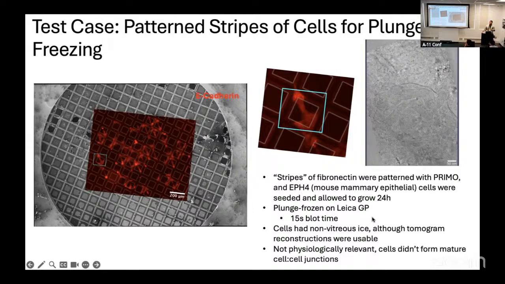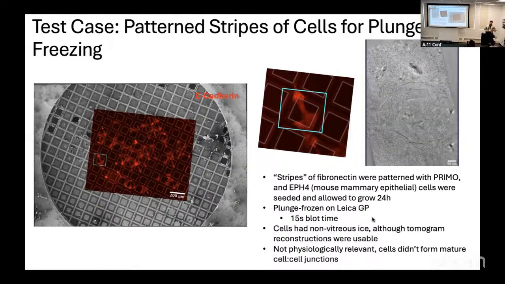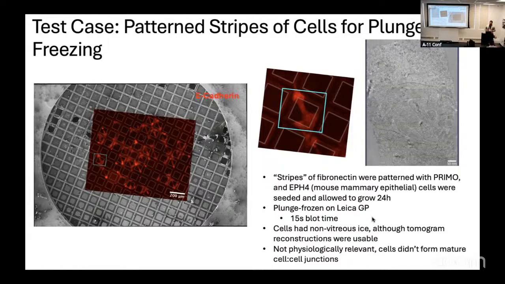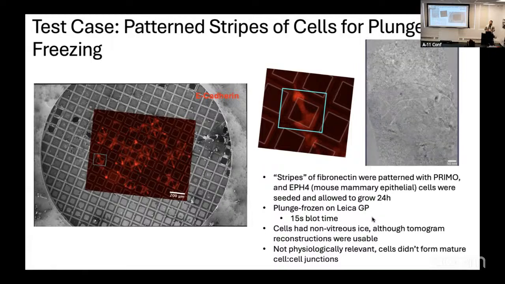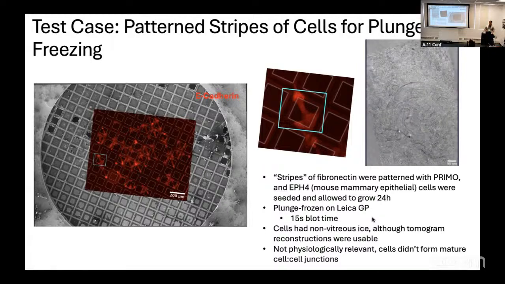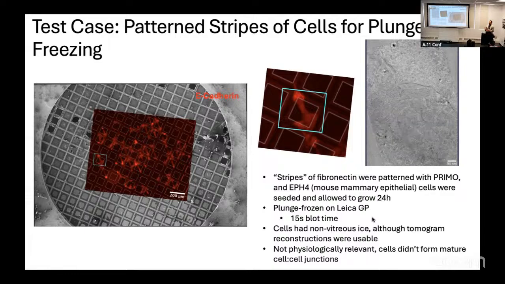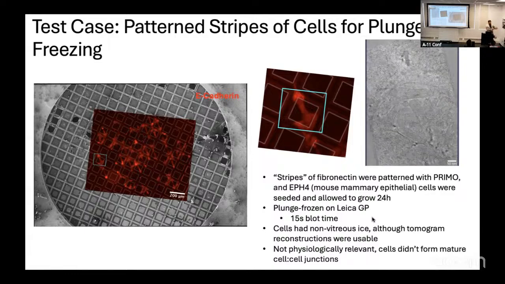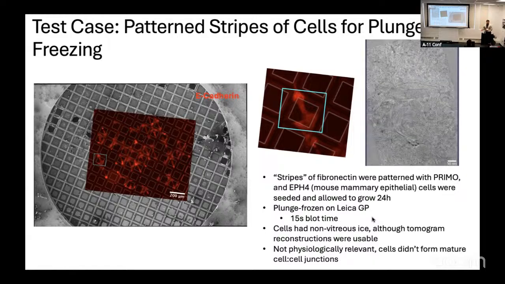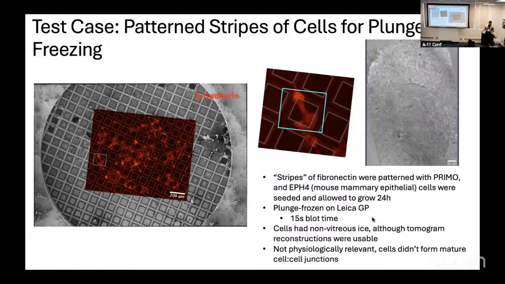But it turned out that this wasn't physiologically relevant. It doesn't form good cell-cell junctions. The cells aren't happy. They want to form a sheet. So although I was able to get some good data out of this, it doesn't biologically make sense. You have to balance sample prep, what's easy and doable, with what's biologically relevant, and it's very difficult sometimes to balance these.